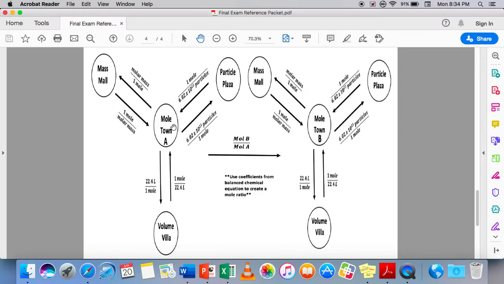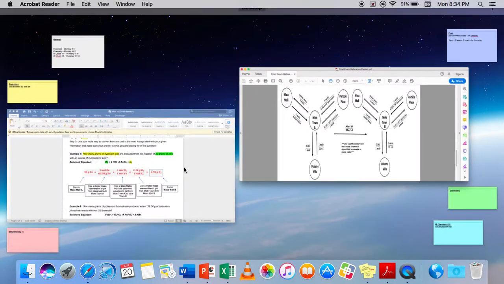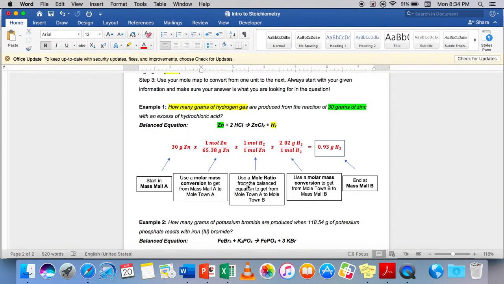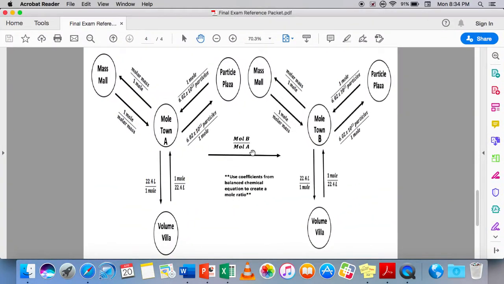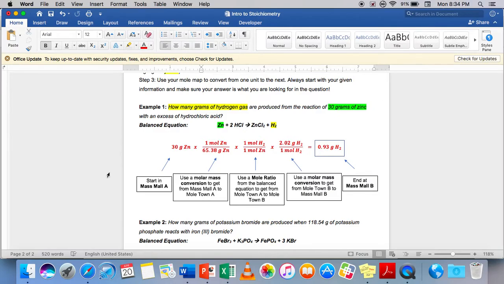The next step is to go from one Moletown to the other Moletown, and this is where it says use a mole ratio from the balanced equation to get from Moletown A to Moletown B. We have to look at the balanced equation and we have to look at the coefficients. It is always, on our mole map, moles of B divided by moles of A. So B over A. Okay, well, B is our yellow, so that goes on top. What coefficient is in front of H? That would be a 1. So that is why I have 1 mole on top.